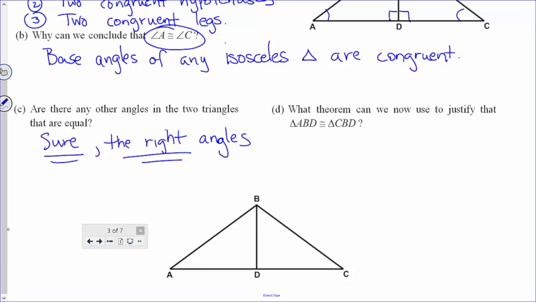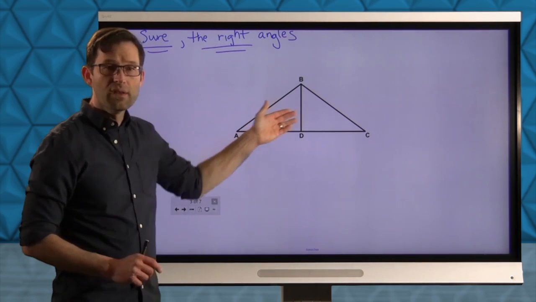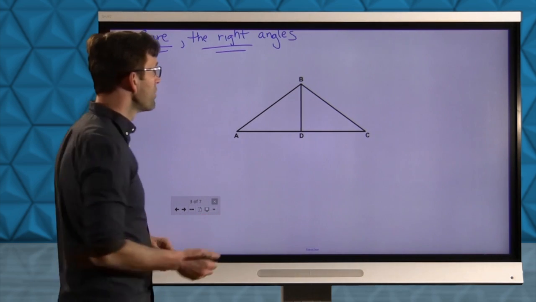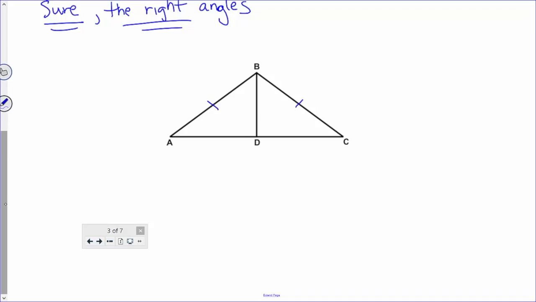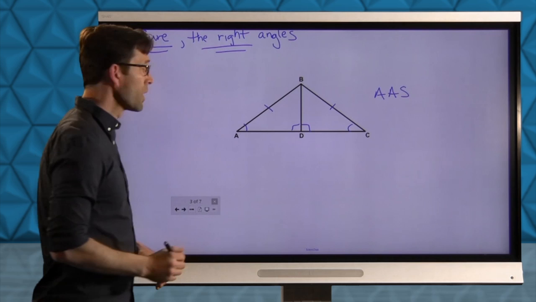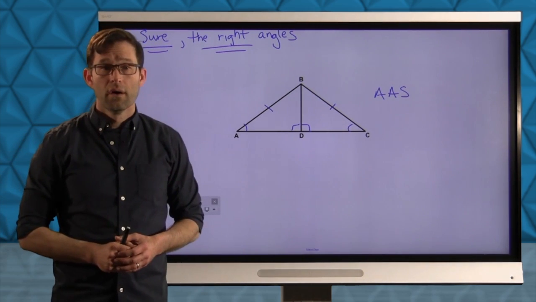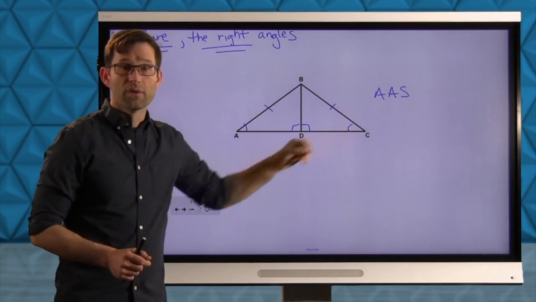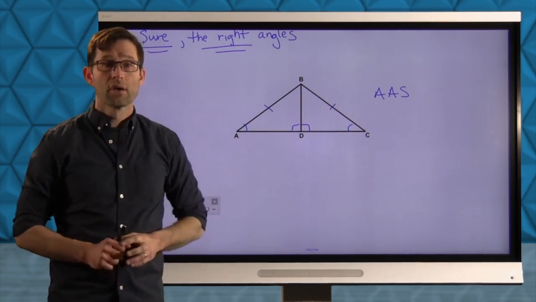So letter D now says, well, what theorem could we now use to prove that these two triangles are congruent? Well, if you think about this, this is congruent to this. This is congruent to this. This angle is congruent to this. Forget about the shared side just for a minute, although you could certainly put it in. The plain fact is, we can now use angle, angle, side. Because we've got two angles congruent to two angles, and then a side congruent to a side.